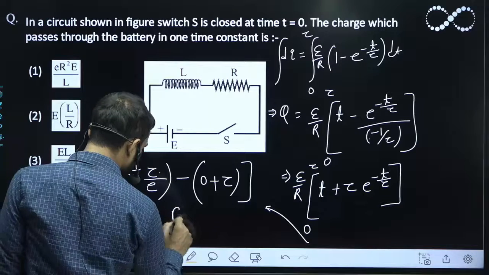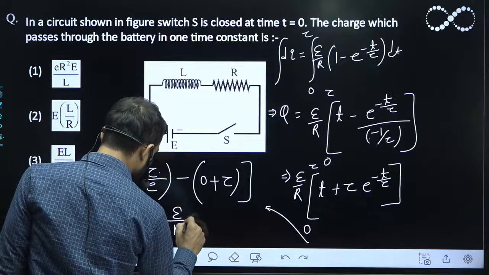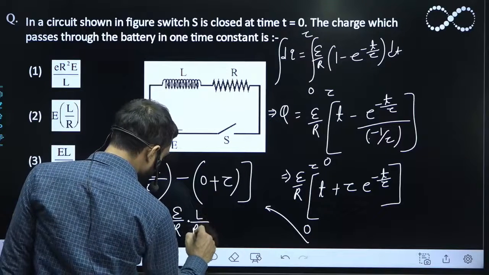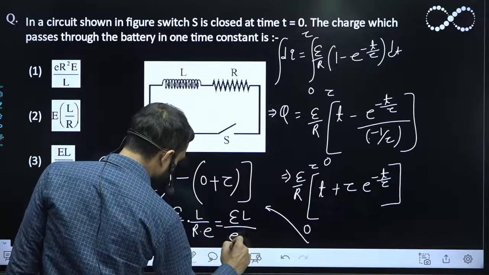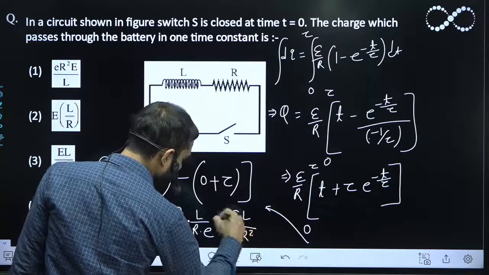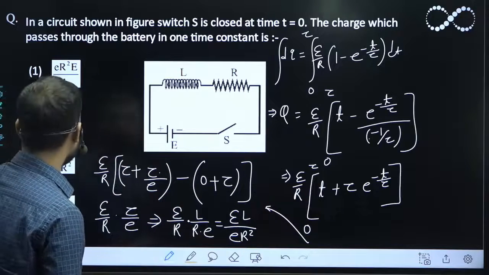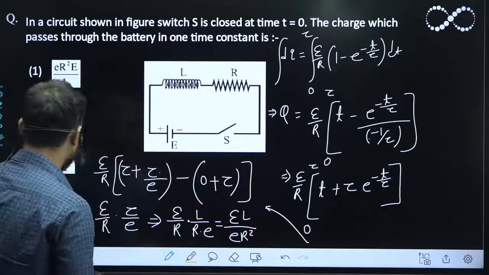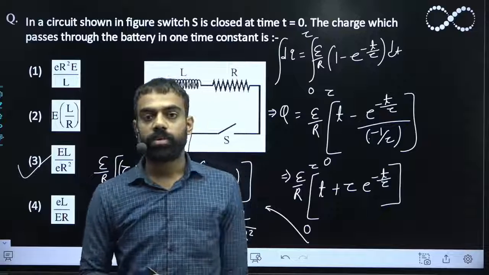E upon R. So the time constant value is L upon R, so the value you are getting is E L upon E R square. So this is the value of Q you are getting, that is the total charge flowing in one time constant. So let us see which option is coming here: E L upon E R square. So option 3 is coming. Okay students, I hope you understood this question.